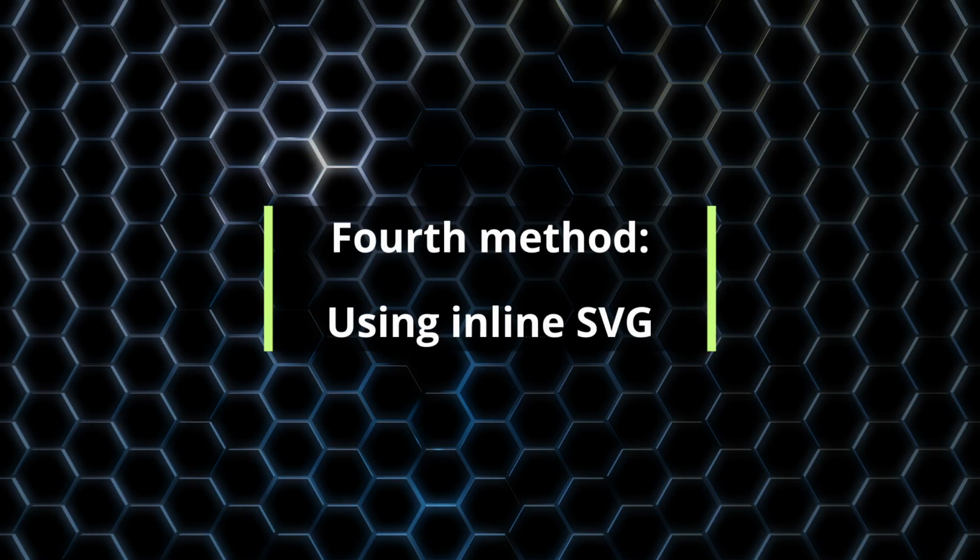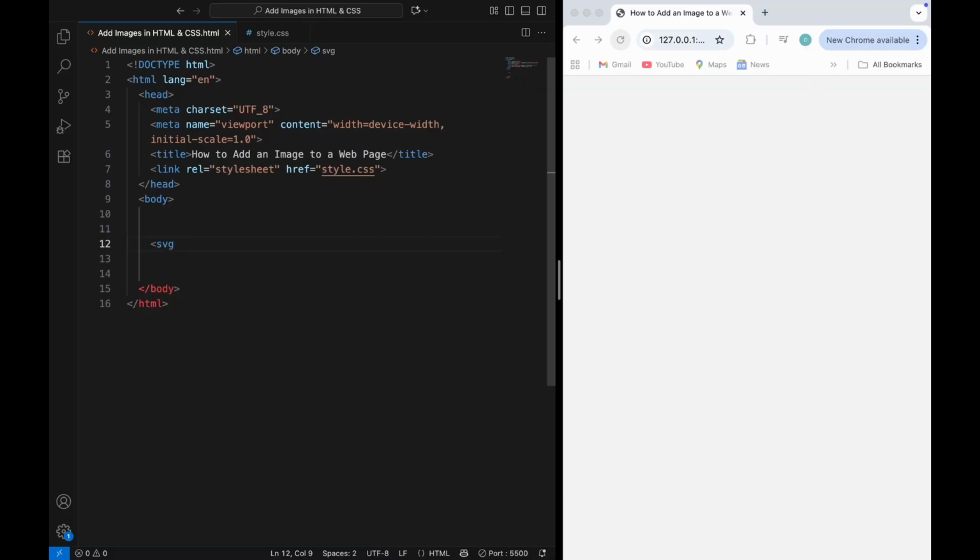SVGs are vector graphics that scale perfectly without losing quality. Instead of loading an image file, you can write the SVG code directly inside your HTML. Here I create a simple circle and it stays crisp and sharp, no matter the screen size. This is great for logos, icons, or geometric designs.